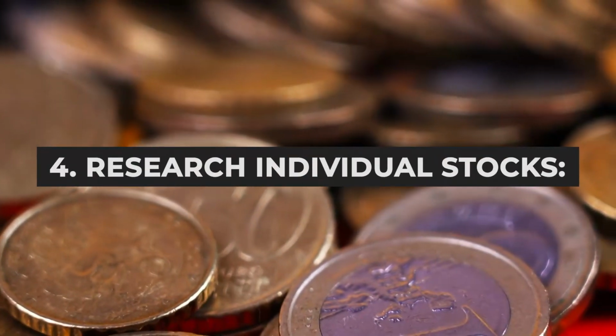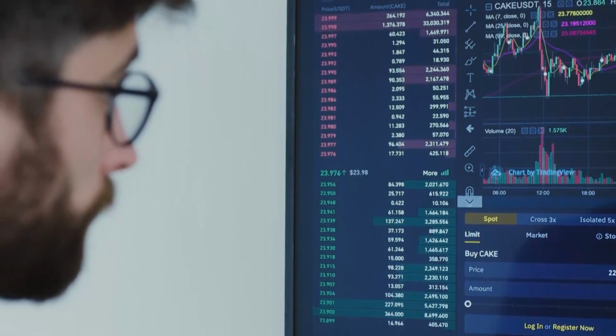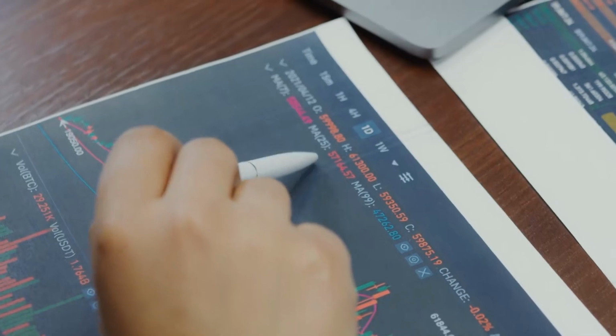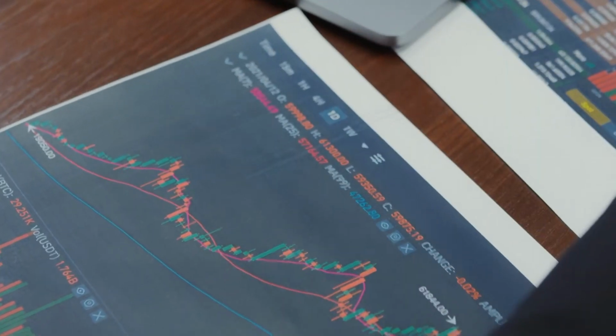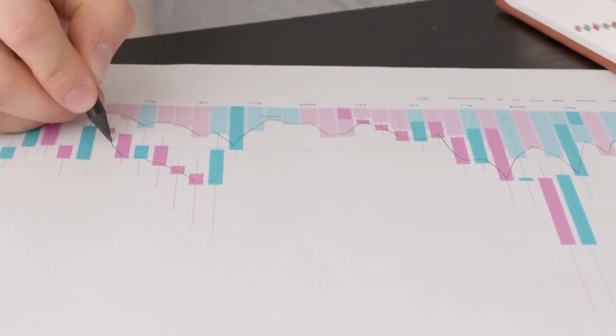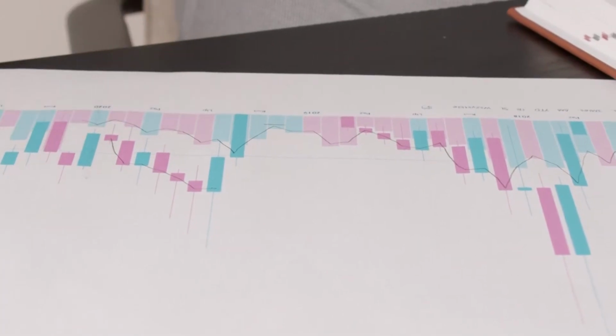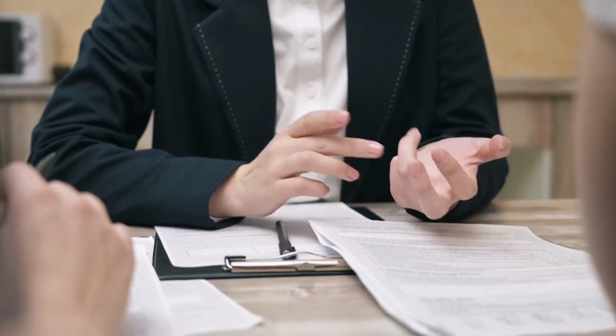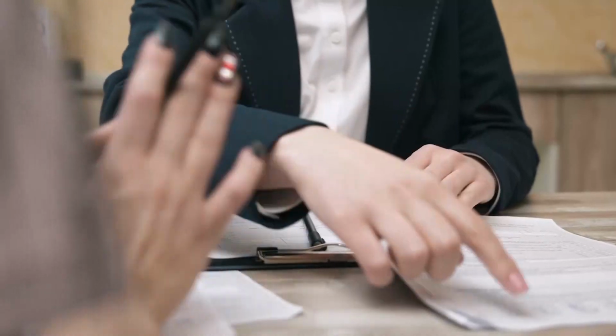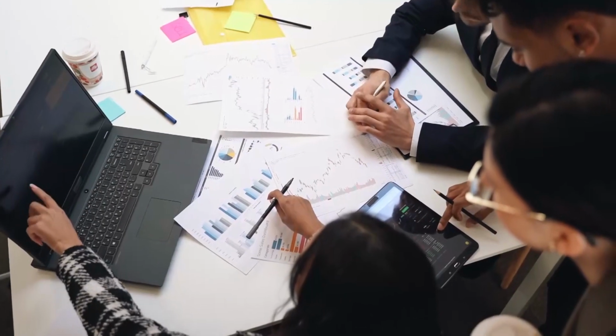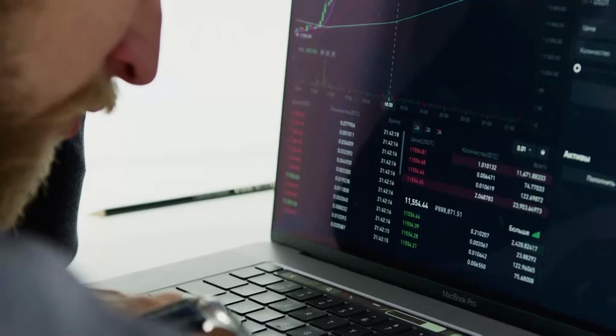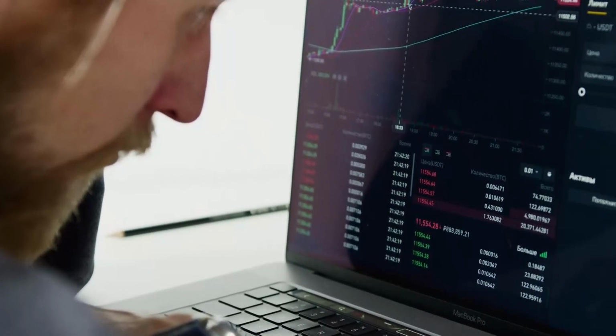4. Research individual stocks. For those interested in stock investing, thorough research is crucial. Analyze company fundamentals, market trends, and financial indicators before making informed decisions. Consider a mix of growth stocks and value stocks based on your risk profile.